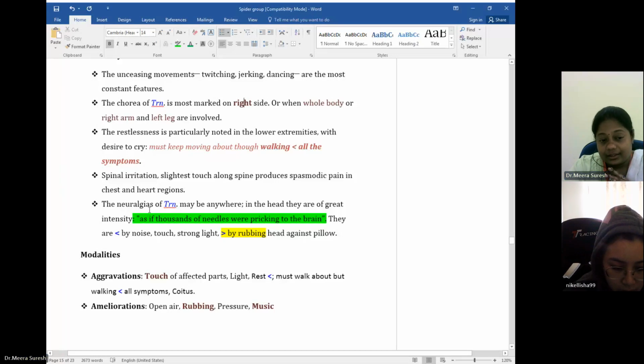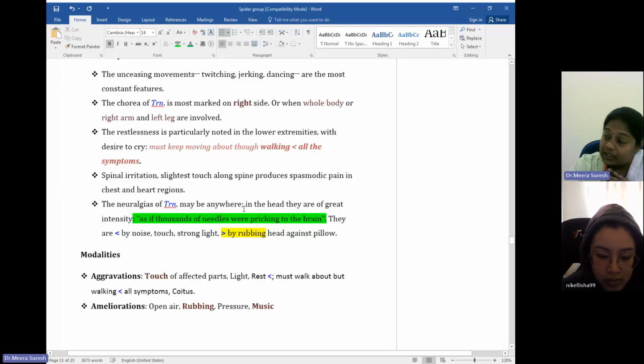And in the head, the comparison is like this, as if thousands of needles were pricking on the brain. So this is more important, like an MCQ. And amelioration will be by rubbing the head against the pillow.